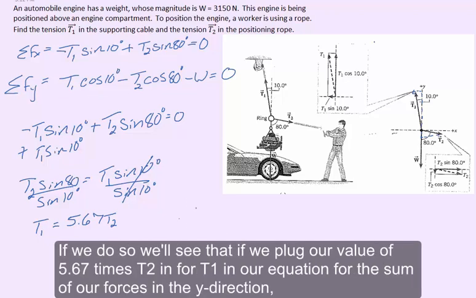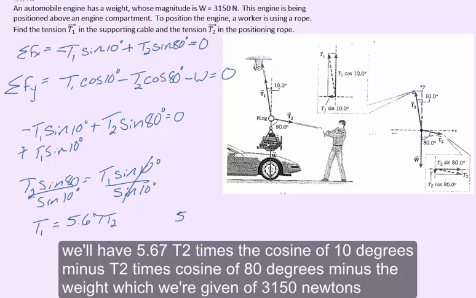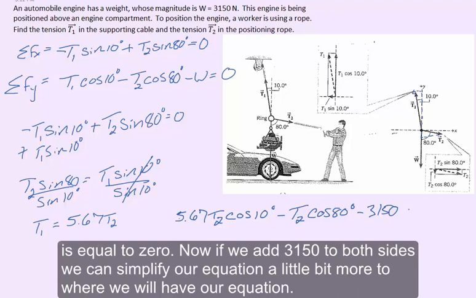If we do so, we'll see that if we plug our value of 5.67 times T2 in for T1 in our equation for the sum of our forces in the y direction, we'll have 5.67 T2 times the cosine of 10 degrees minus T2 times cosine of 80 degrees minus the weight, which we're given, of 3,150 newtons is equal to 0.